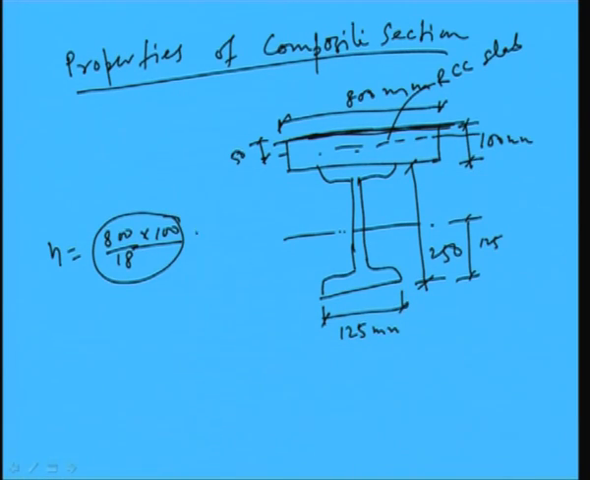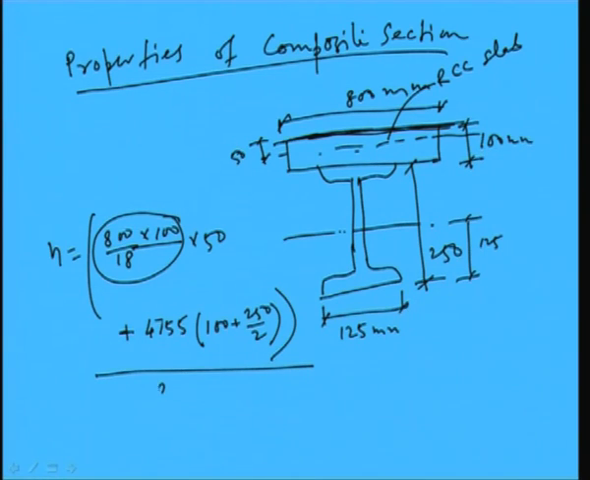So into this will become 50, because 50 is the CG distance, plus the area of I beam is 4755, which was given in the IS handbook, into 100 plus 250 by 2, that is 125, right. So area into CG distance, right, divided by 800 into 100 by 18 plus 4755, right. So from this we can find out the value of n. This will finally become 140.45 millimeter from top, right.